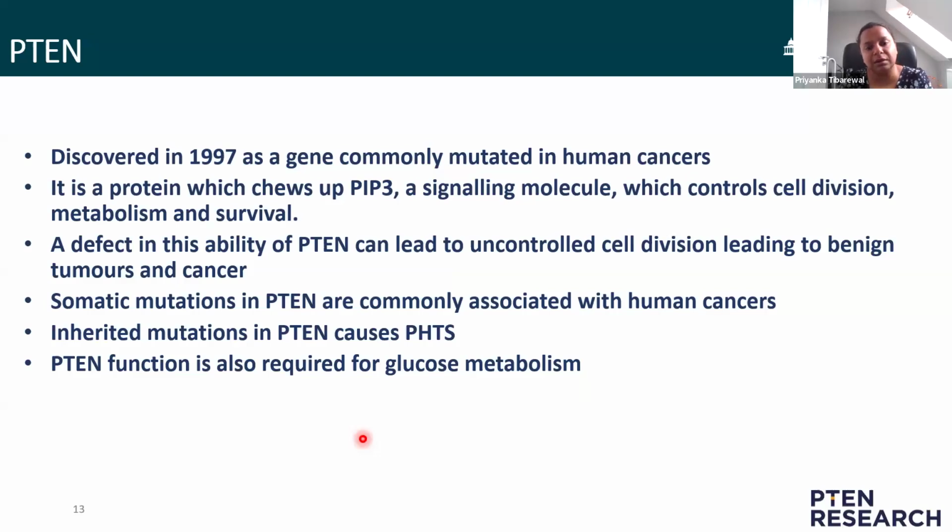And as a gene, PTEN is a tumor suppressor, yes, but PTEN also plays a very important role in the pathway that is required for glucose metabolism. But it works in a different way. So if you do not have PTEN, you will not get type 2 diabetes.